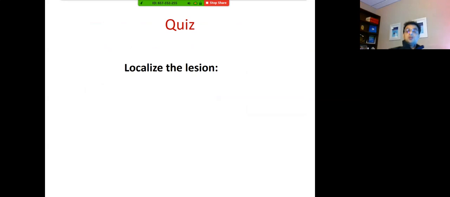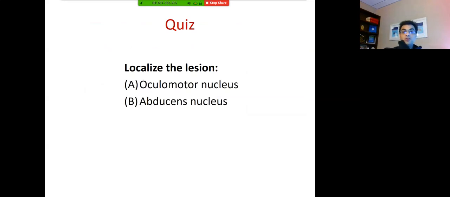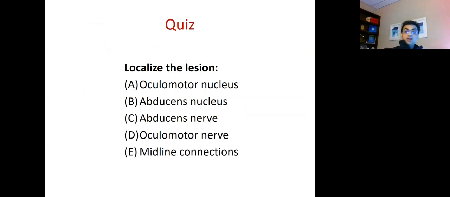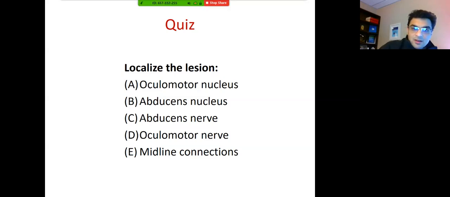Quiz. Localize: oculomotor nucleus, abducens nucleus, abducens nerve, oculomotor nerve, or midline connections. We have a poll, right? So the answer is midline connections.